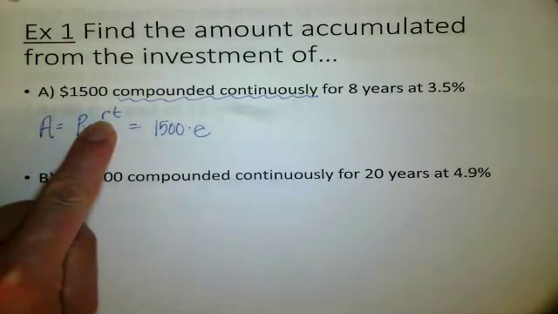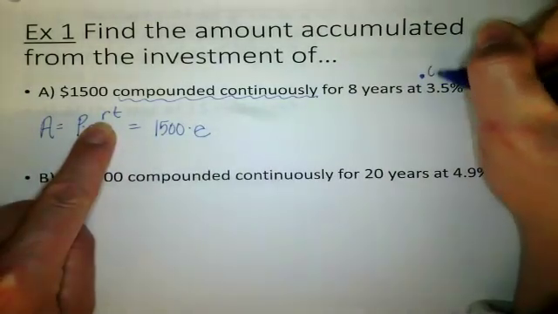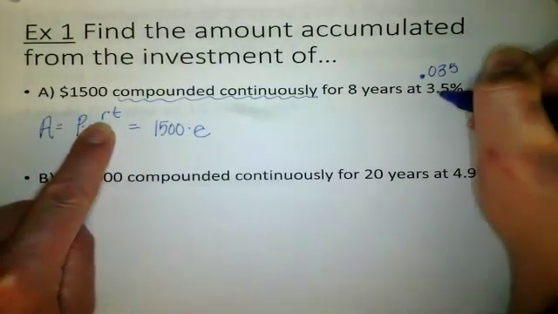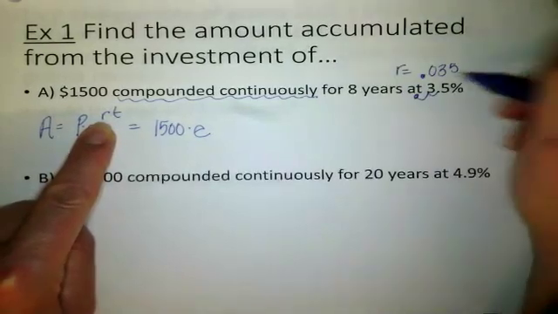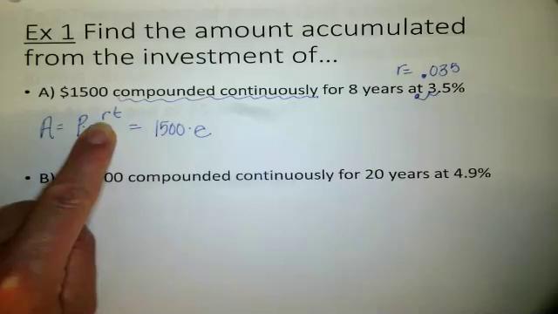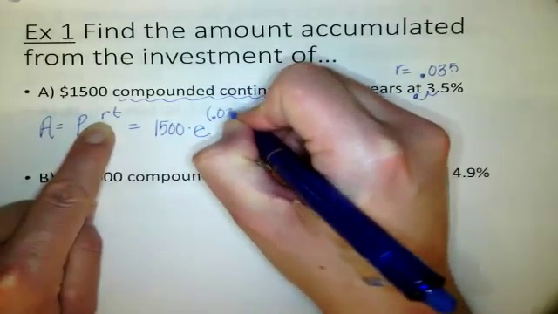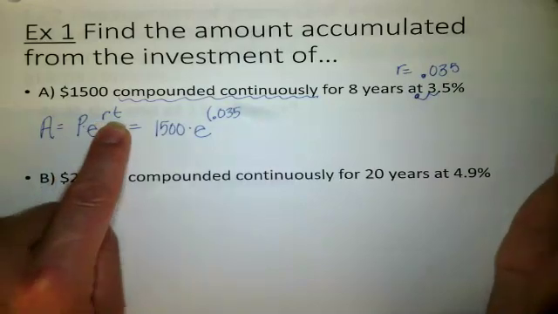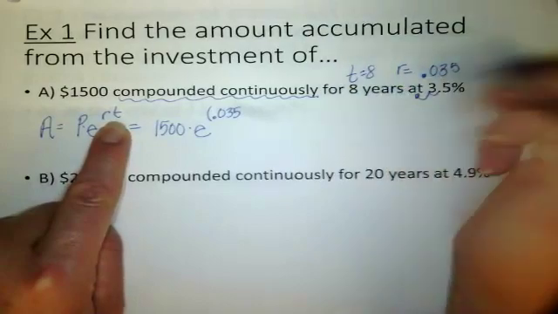What do we put for R? 0.035. Remember, R is always a decimal, so you need to convert it from the percentage. You need to divide by 100 or move the decimal 2 places. So R is 0.035. And then what's T? 8. T equals 8 years.